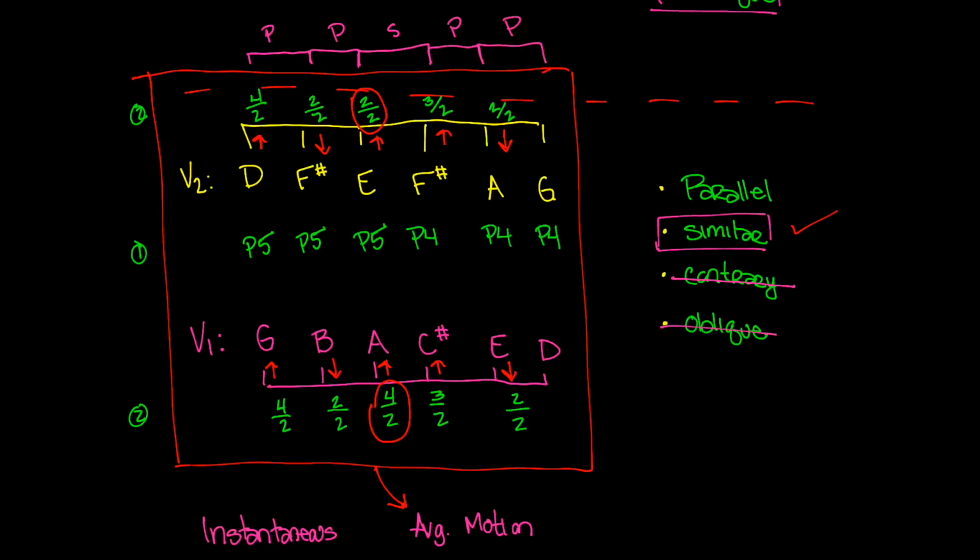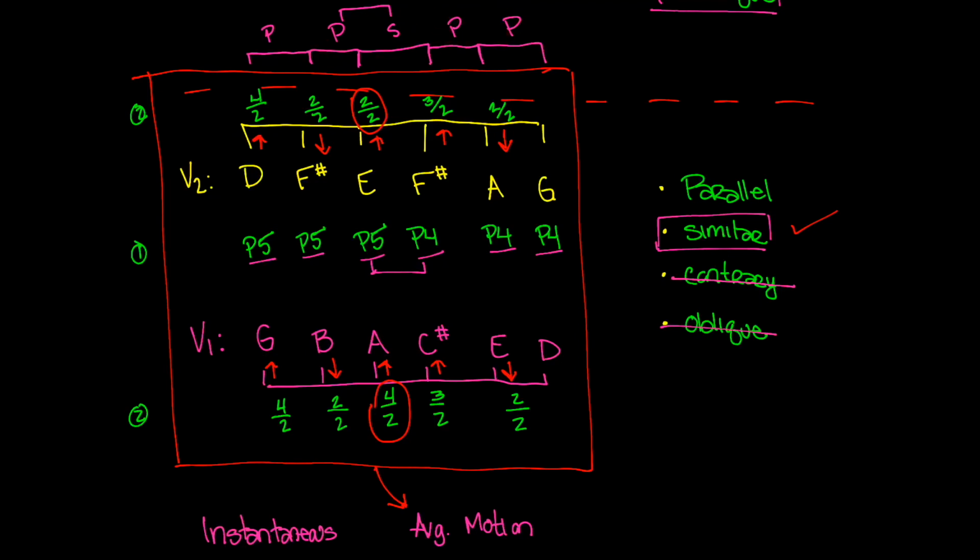Well, because it went perfect fifth to perfect fifth to perfect fifth, then went perfect fourth. And so there was a change here, and that's where it went from the parallel to similar, and then we had perfect fourth to perfect fourth, and so it went back to being parallel again. And so the instantaneous motion would say that it went from parallel, parallel, similar, parallel, parallel.